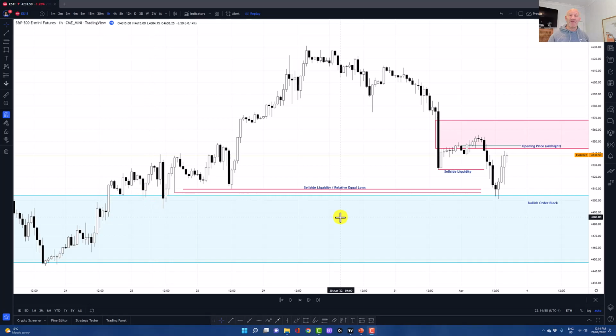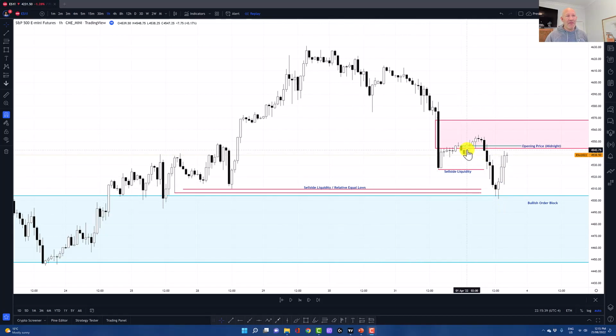This is transposed from our daily onto our hourly chart, and we know that liquidity is going to be resting there as well. So having both this sell side liquidity, relative equal lows, and bullish order block just increases the probability that price is going to draw down into that level and seek that liquidity. So the confluence of these two occurrences increases the probability that price is going to draw down into that level.